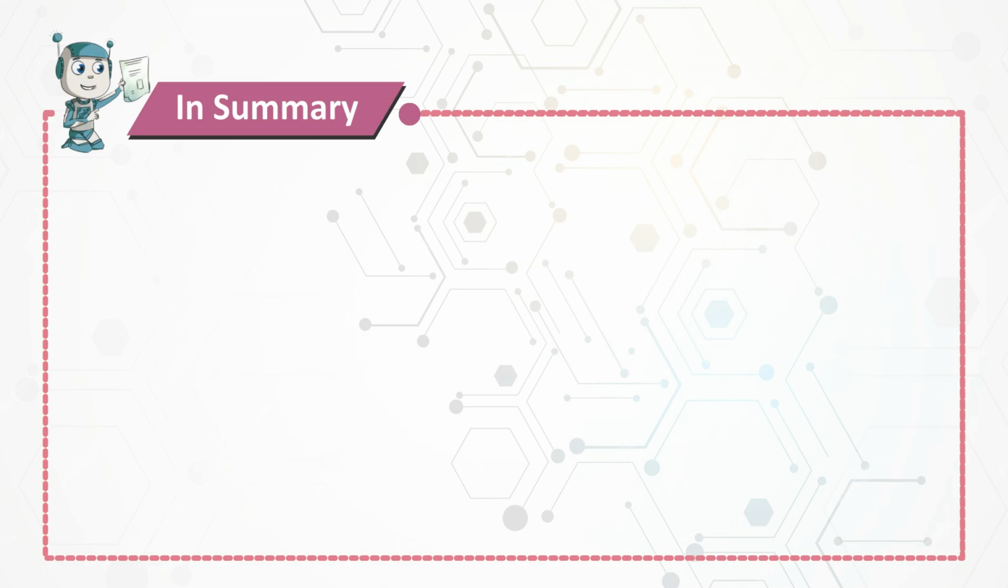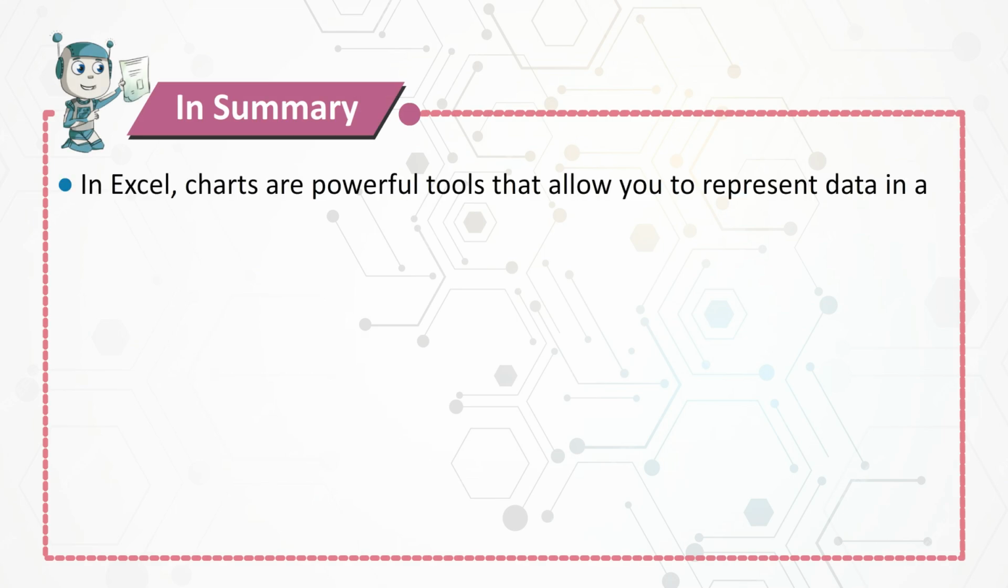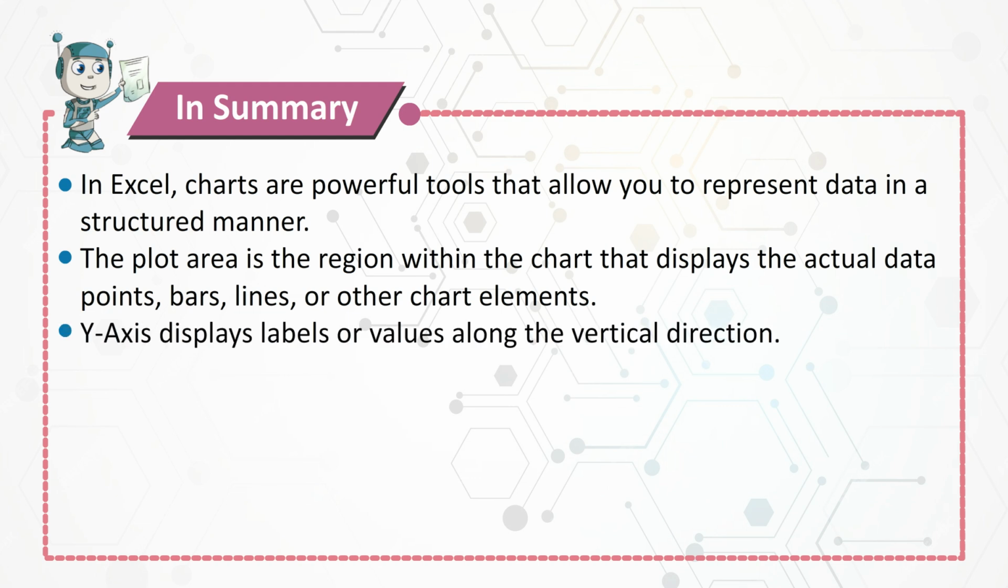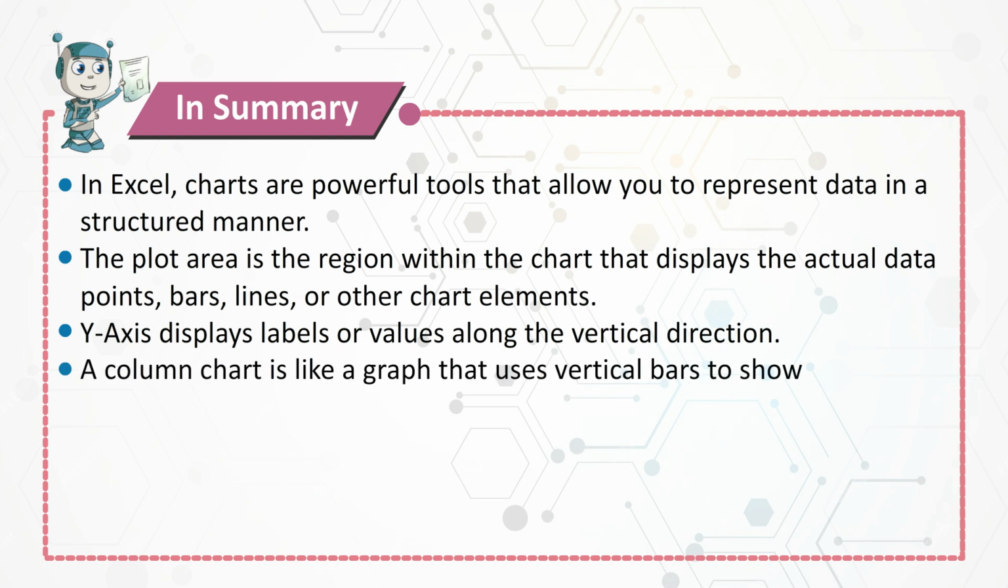In summary, in Excel, charts are powerful tools that allow you to represent data in a structured manner. The plot area is the region within the chart that displays the actual data points, bars, lines, or other chart elements. Y-axis displays labels or values along the vertical direction. A column chart is like a graph that uses vertical bars to show information.